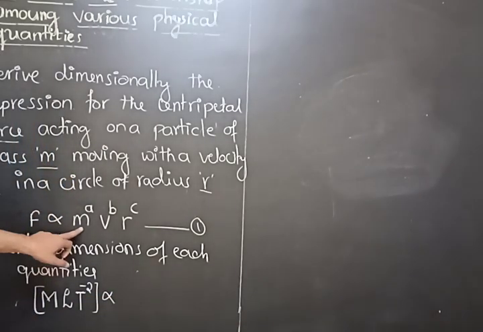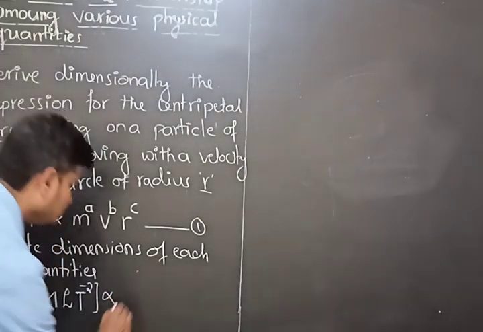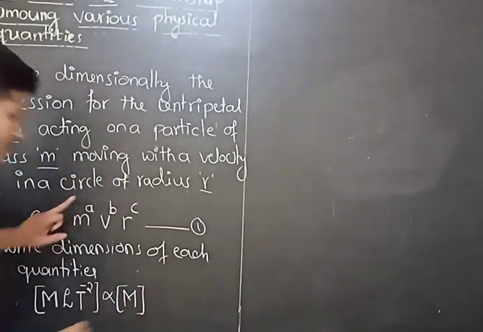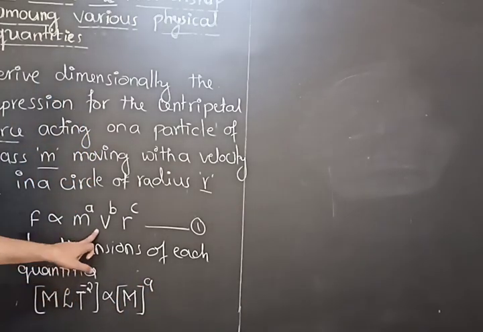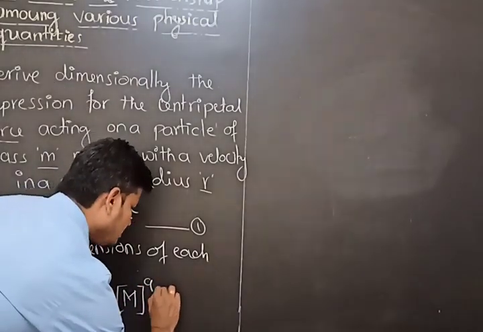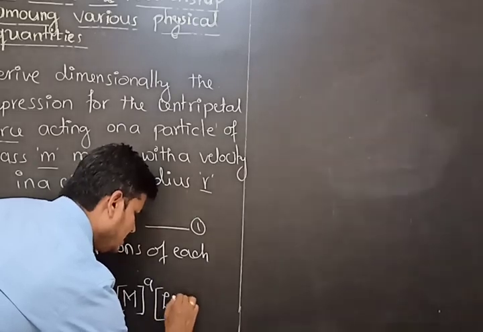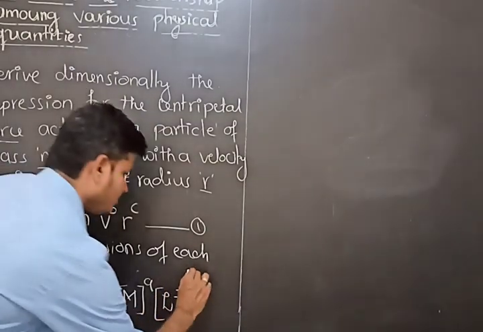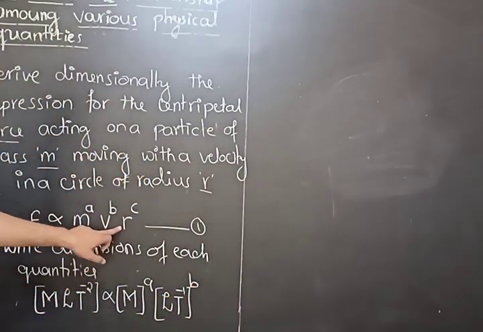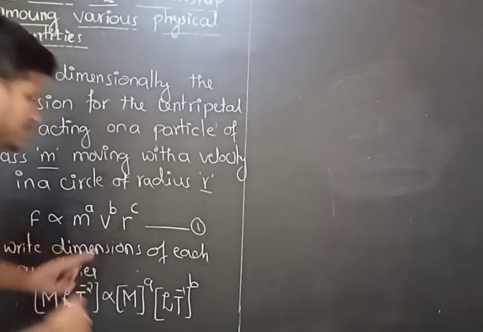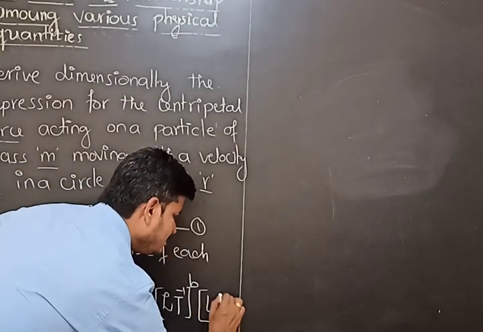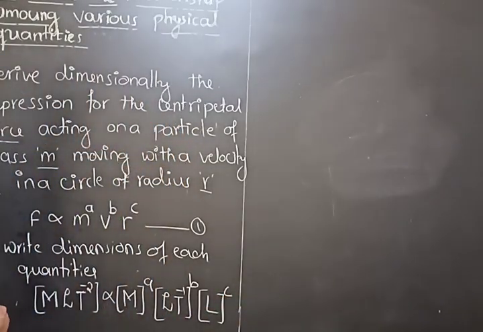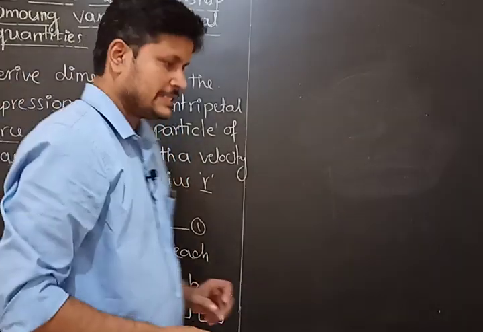Proportional to m means mass dimension m raised to a is there, therefore write down a. Next, velocity: L t raised to -1, whole raised to b. And next, r is nothing but radius, which is length, L raised to c. Okay, correct? Now simplify this.